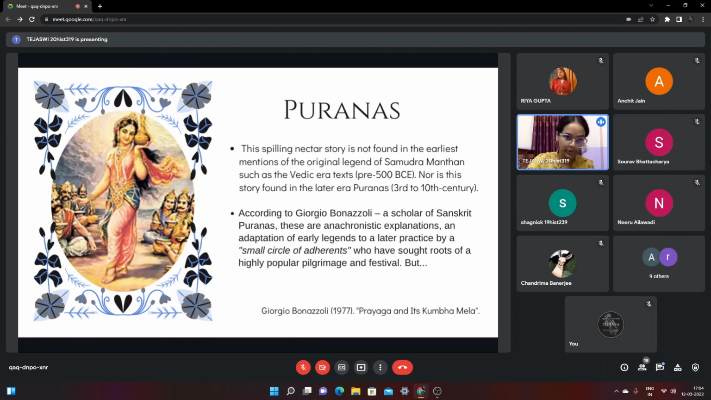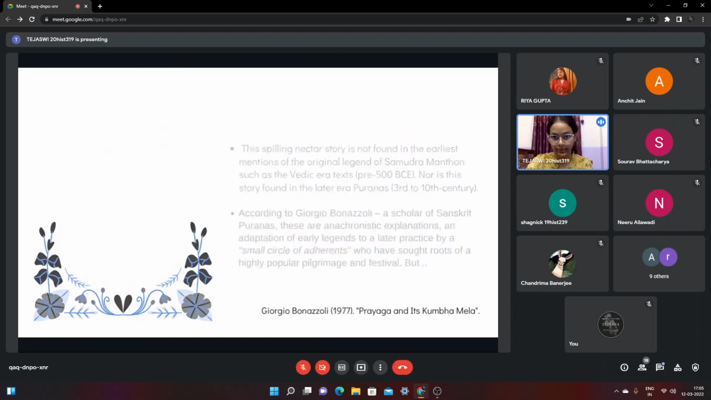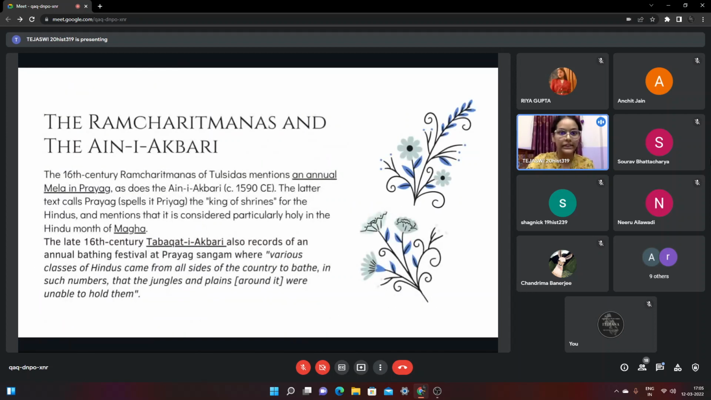So how do Sangam and Kumbh Mela begin to be used interchangeably? According to Giorgio Bonazzoli, he writes in Prayag and its Kumbh Mela. He's a scholar of Sanskrit Puranas, and he says that these are anachronistic explanations and an adaptation of early legends to a later practice by a small circle of adherents who have sought roots of a highly popular pilgrimage and festivals. Like Puranas, now we come to Ramcharitmanas and the Ain-i-Akbari later in the 16th, 17th century.